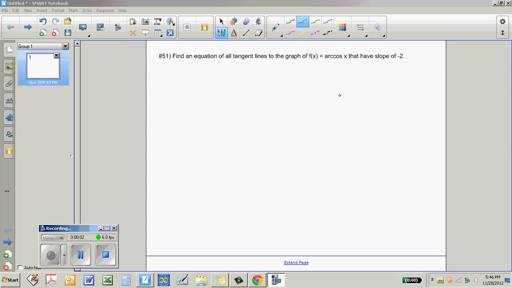Okay, so number 51, you have to find an equation of all tangent lines to the graph that have a slope of -2. So the first thing we're going to do is find a general expression for the derivative, and then we're going to look at specific places where the derivative is actually -2 because that's what it means for slope to be -2. So our f of x is cosine inverse of x.